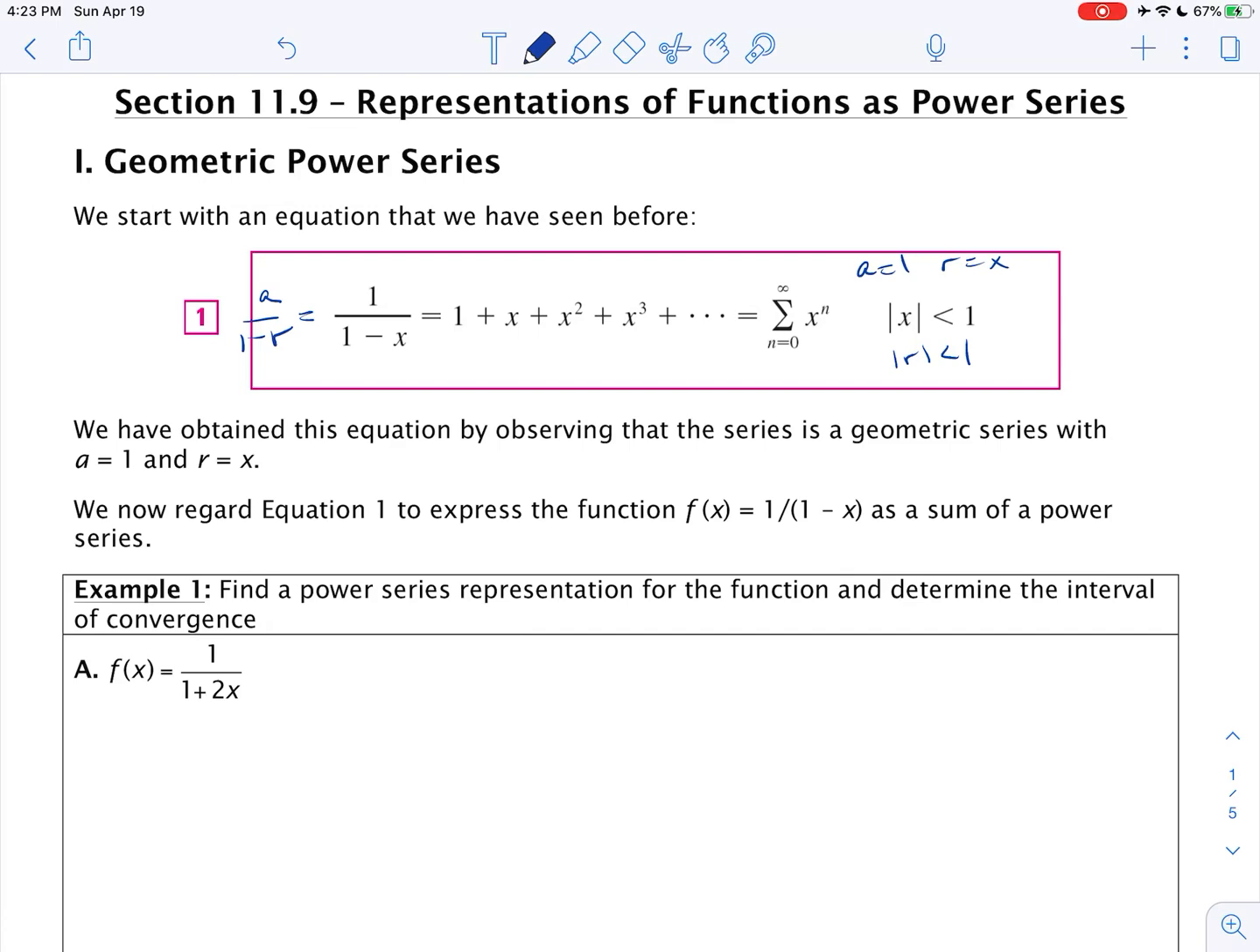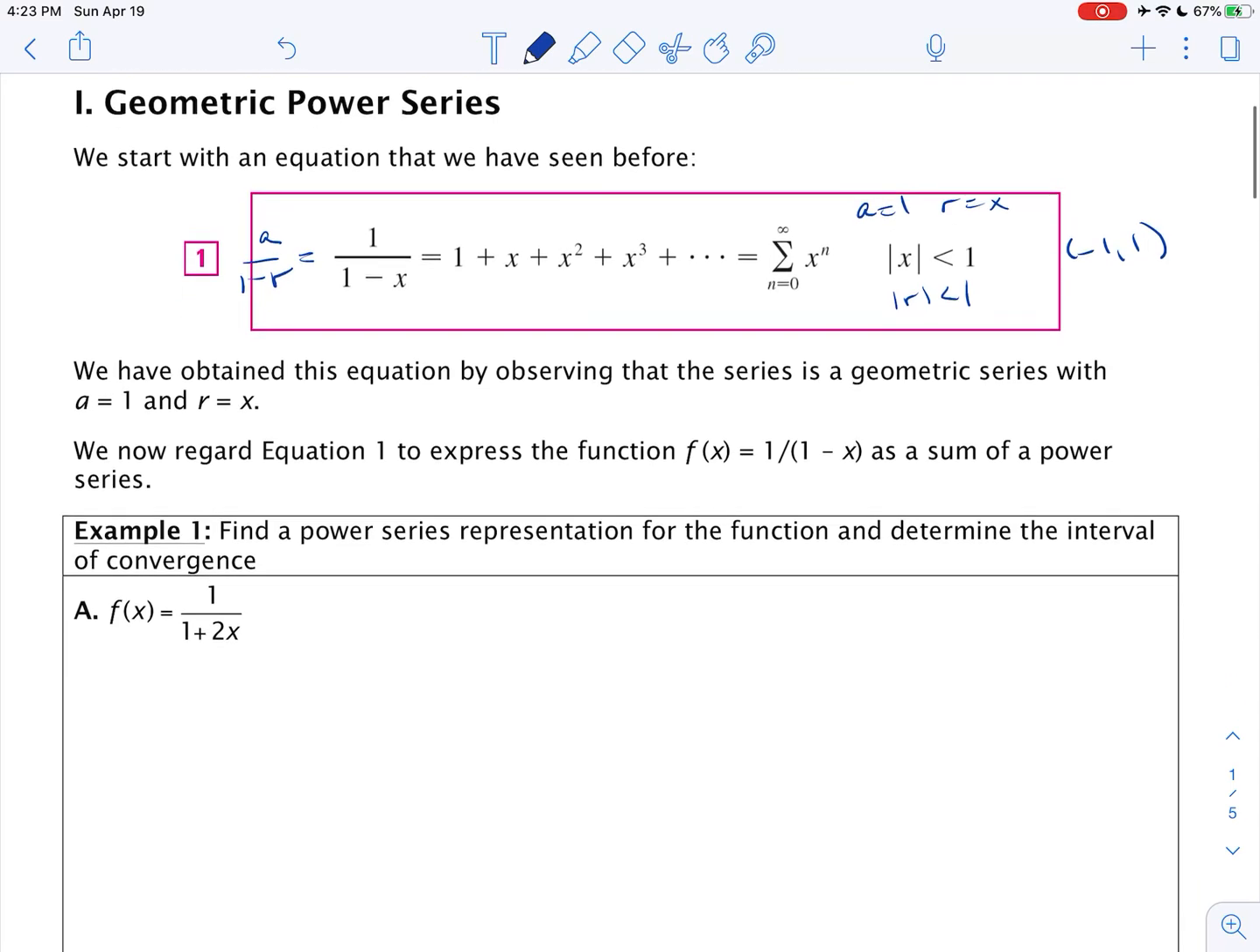And if we plug those values of a and r into the equation, we can see that our geometric power series converges to 1 over 1 minus x, and the interval of convergence will be minus 1 to 1, where the negative 1 and 1 are not included. So now we're going to play around geometrically or algebraically with other expressions and use this fact so that we can find power series representations for other functions.